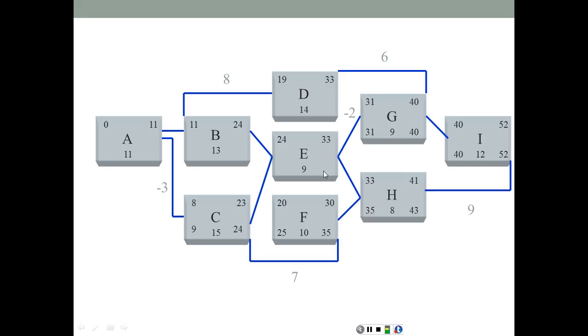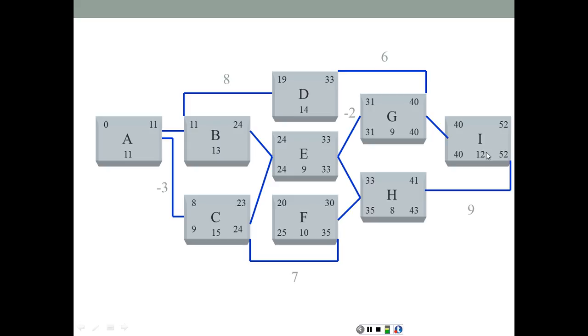Now going to activity E, what's the number coming to E from G and H? From H, what do we have? We have 35. From G, what do we have? 31? No, it's 31 minus negative 2, which is 31 plus 2, therefore it's 33. So 33 from G and 35 from H. This is backward pass. We take the smaller number, so we're going to take the 33 minus 9, that's 24.